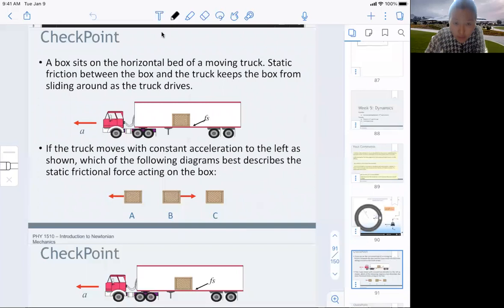Would you like to elaborate a little bit more on why that is not correct? Even if there's no net force when the box is at rest relative to the truck, there are still different forces acting on it. There's the gravity, yes, we do still have the gravity and the normal force. Is there any force in the horizontal direction?